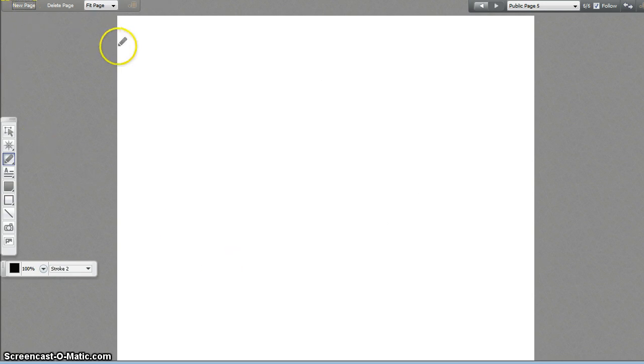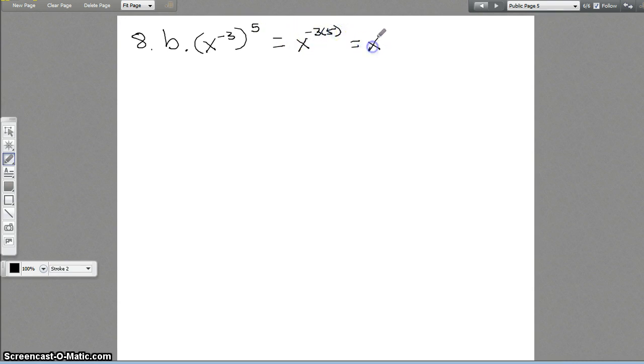So the last example I'm going to do is from number 8. Number 8 says, write each of the following expressions as a single power of x. I'm going to skip around some here also. Part B, we have x to the -3, and it's raised to the 5th power. We are raising a power to a power. That means we multiply our exponents. So this is x to the -3 times 5. That is x to the -15.